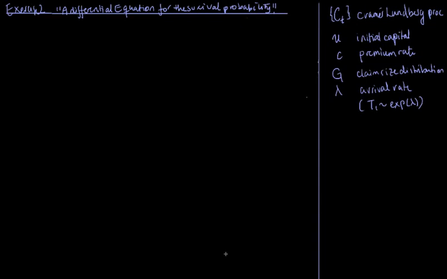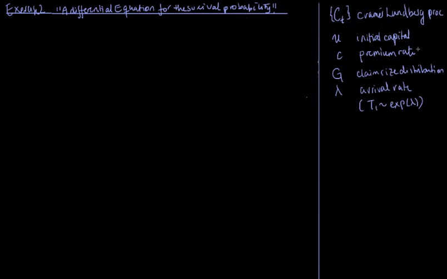In exercise 2, we want to find a differential equation for the survival probability. We are given a Cramér-Lundberg process where the initial capital is U, we have a premium rate C, we assume that the claim sizes are IID and follow the distribution G, and the arrival rate is lambda.